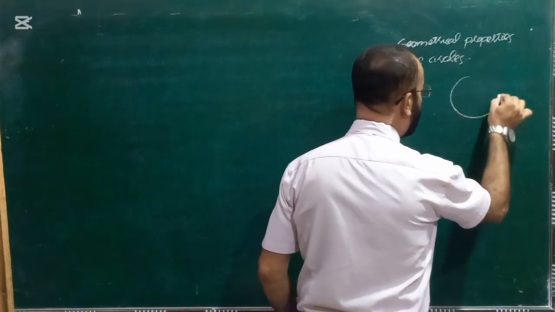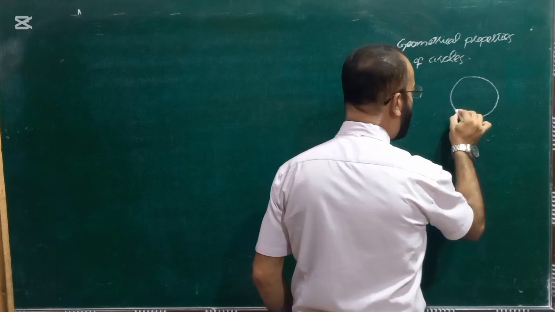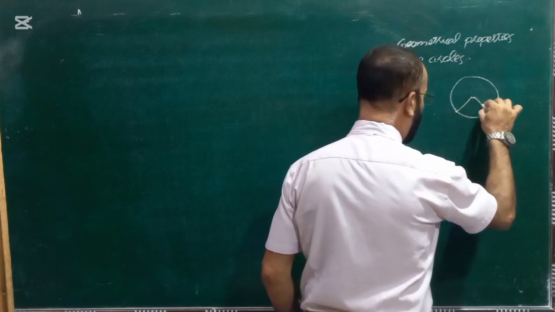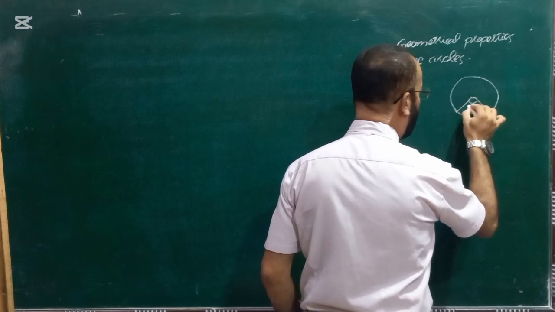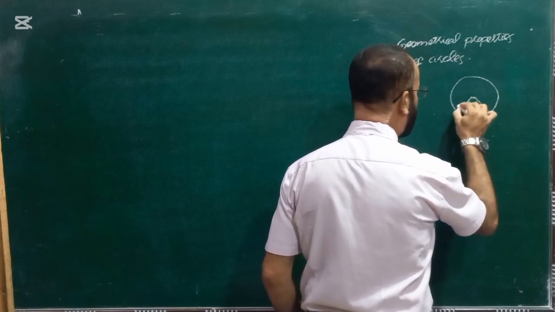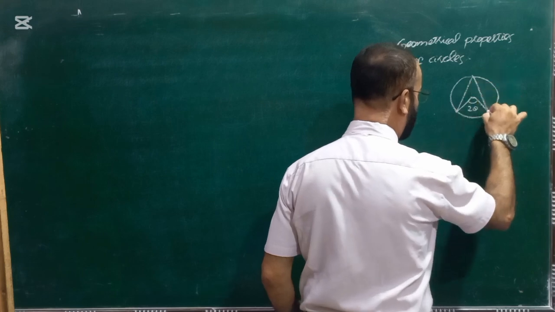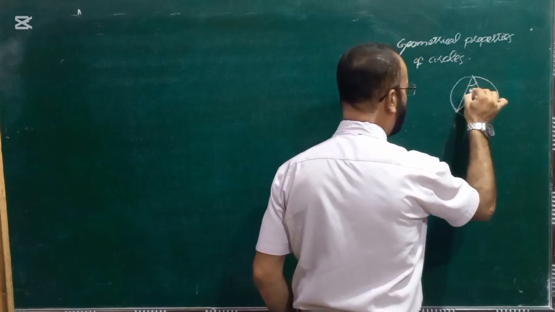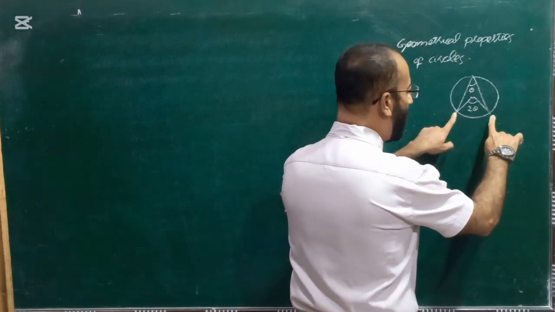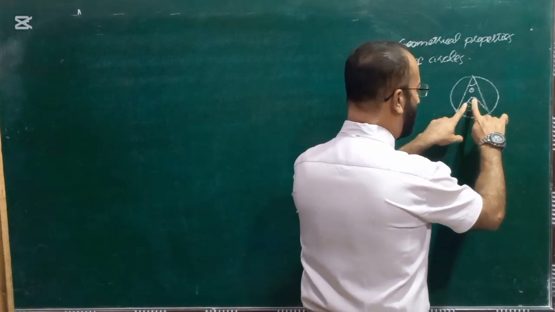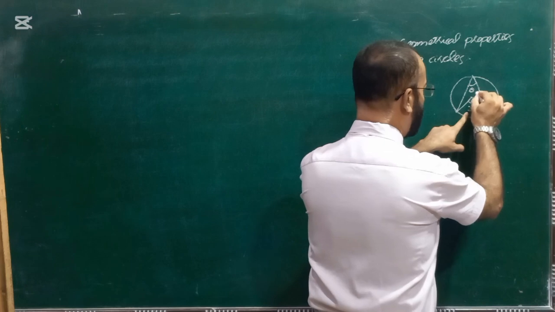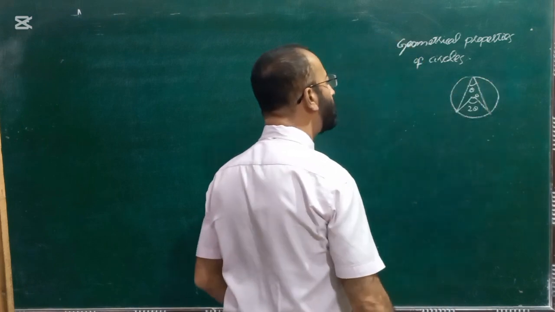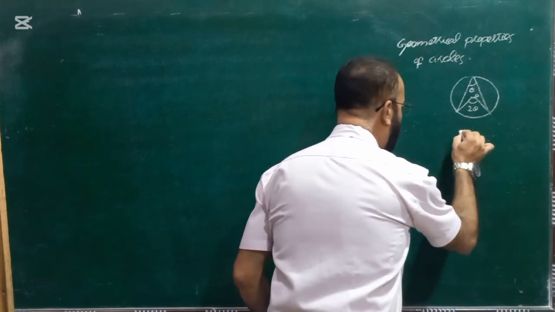The next is the angle made by an arc at the origin is double the angle that is made at the circumference of the circle. So look again carefully. The angle made by an arc at the origin is double the angle made at the circumference of the circle.